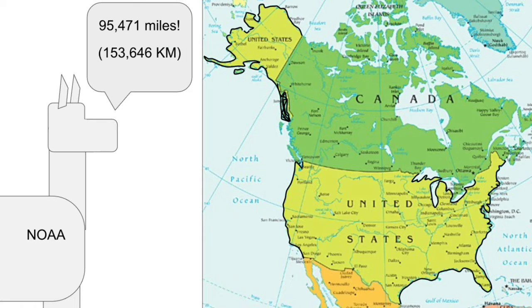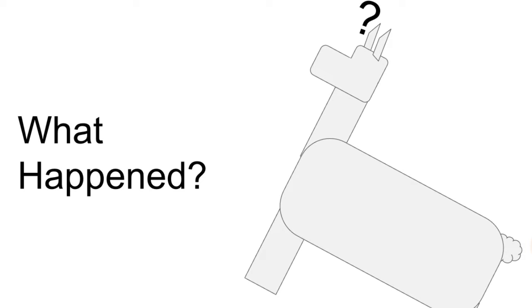However, according to NOAA, the coastline of the United States is 95,471 miles, or 153,646 kilometers. What just happened? All three ways of measuring the same thing were totally viable strategies. This is what's known as the Coastline Paradox.